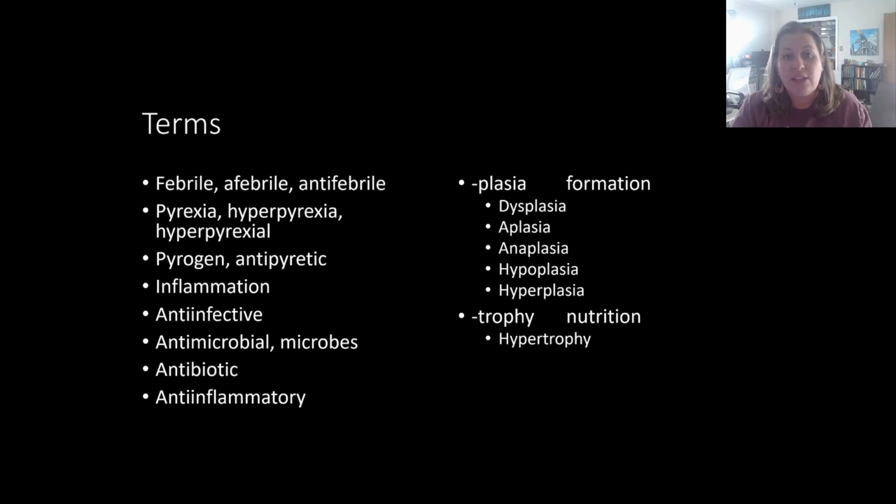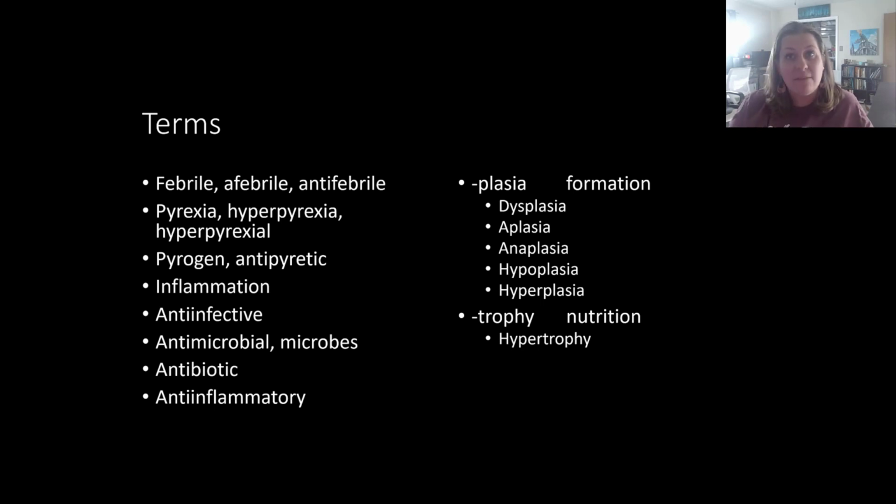So again, giving you some of those prefix, suffixes, as well as some of those root words. Plasia is going to be formation. So dysplasia is going to be where the formation is off. It's abnormal. Aplasia means that it's without form. Anaplasia is going to be loss of cellular differentiation. So anaplasia is going to be where they don't differentiate anymore. They become more primitive. That's going to be what cancer cells end up doing.